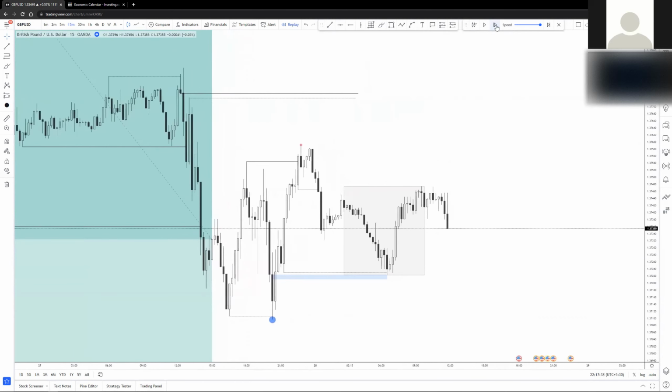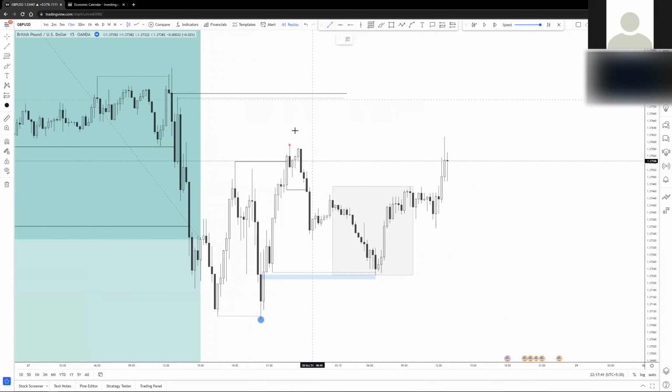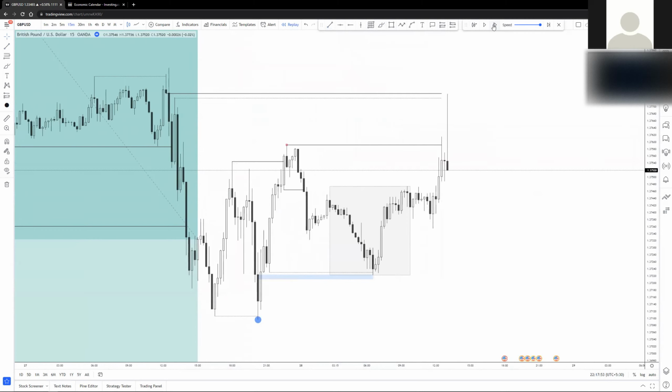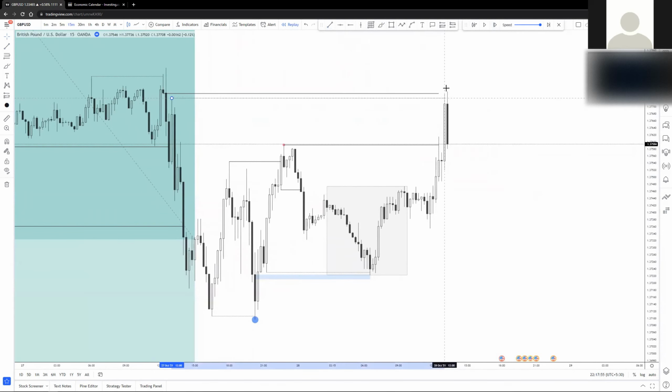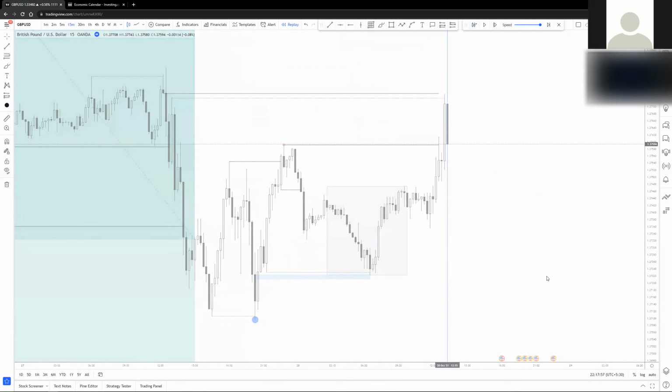Okay, and now London has opened. It opens at 12:30, that's my time. And what happened when London opened? Look at that. Look at the move, the quick move to the upside.